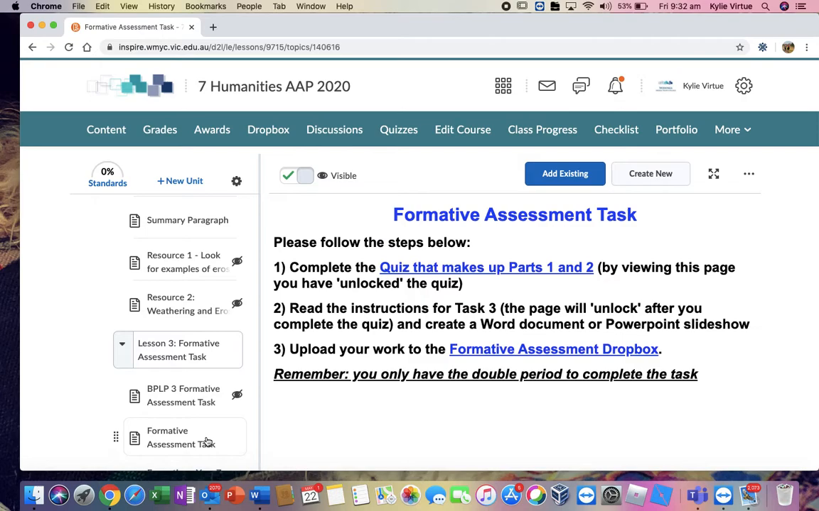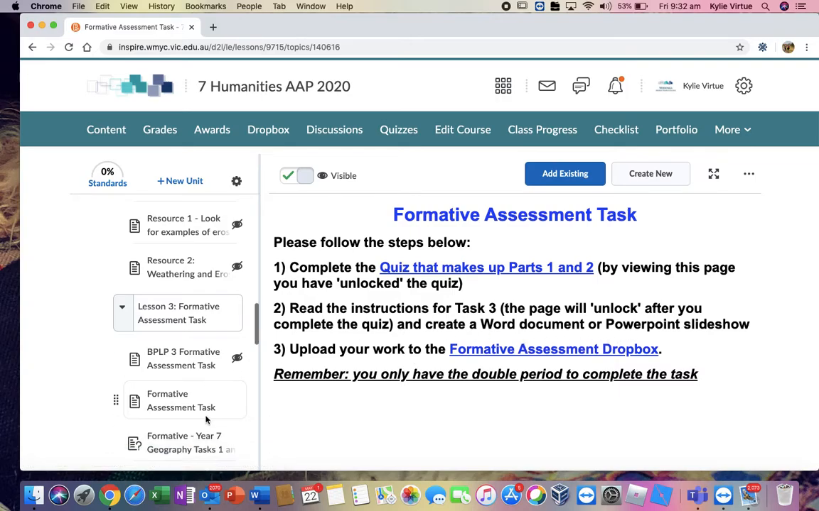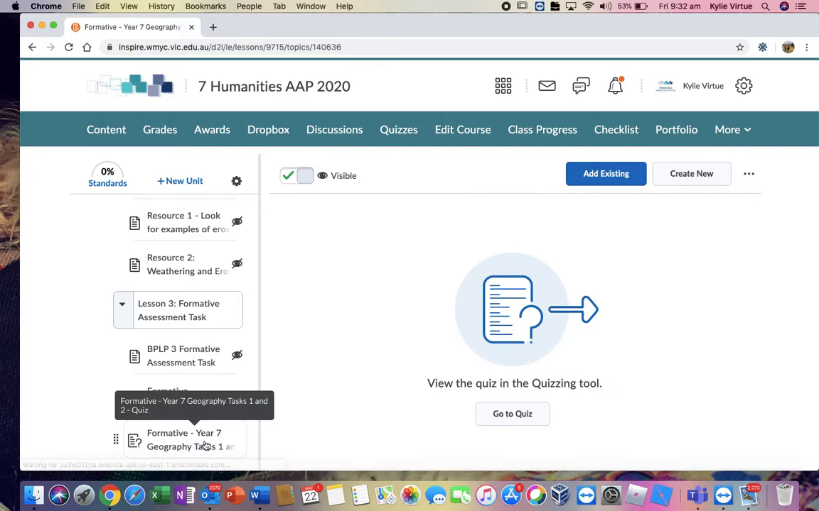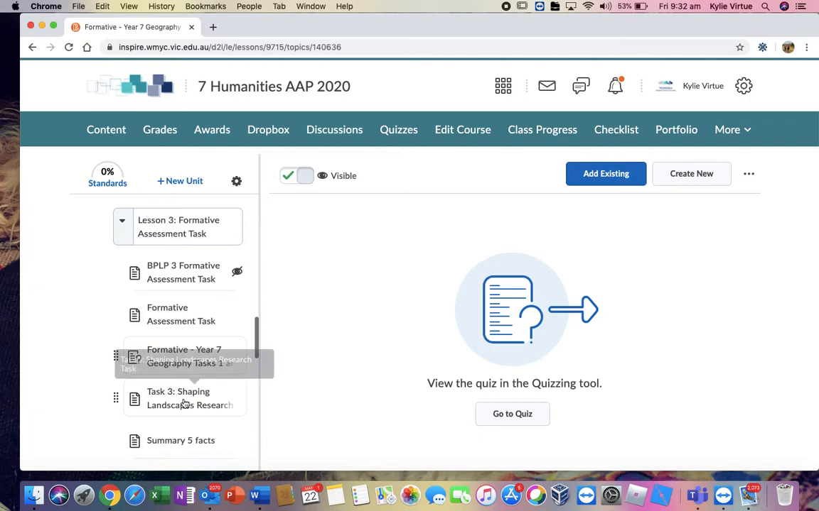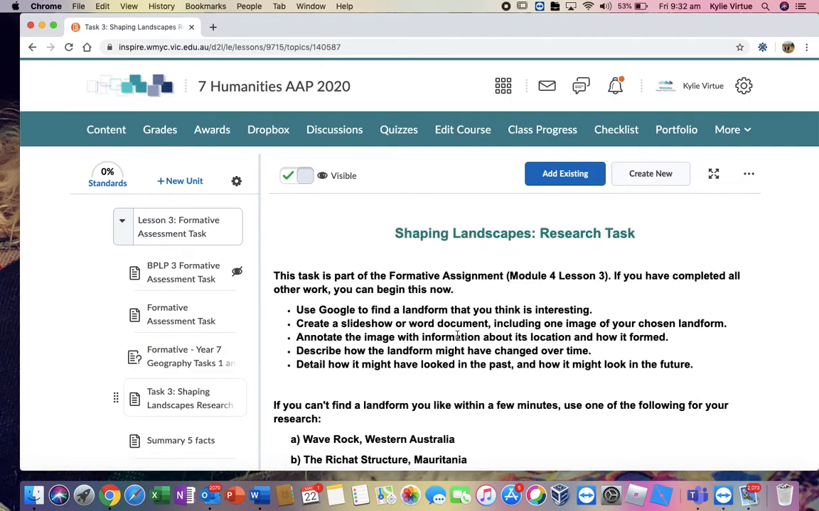So if we go down to that here, there is actually a quiz that makes up two parts, 1 and 2. And then there is read the instructions for task 3. The page will unlock after you complete the quiz and create a Word document or PowerPoint slideshow. So there's the quizzing tool that you can go to. And this is the research task. So this is part of the formative assignment. If you have completed all the other work, you can begin this now.